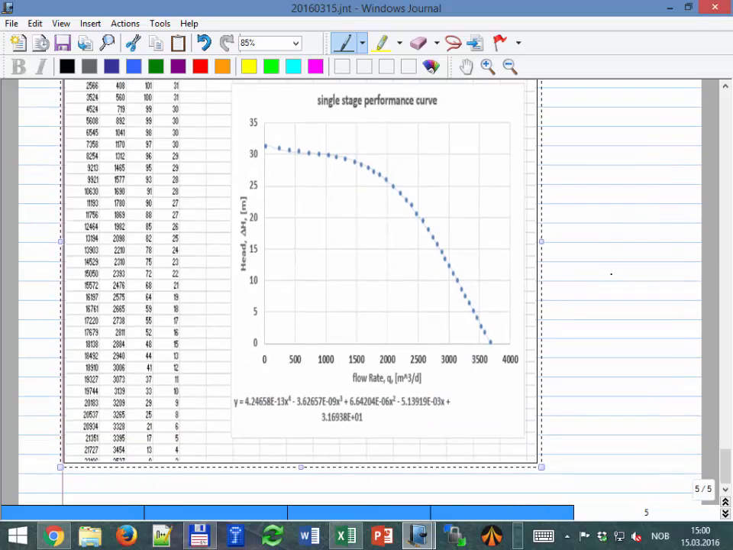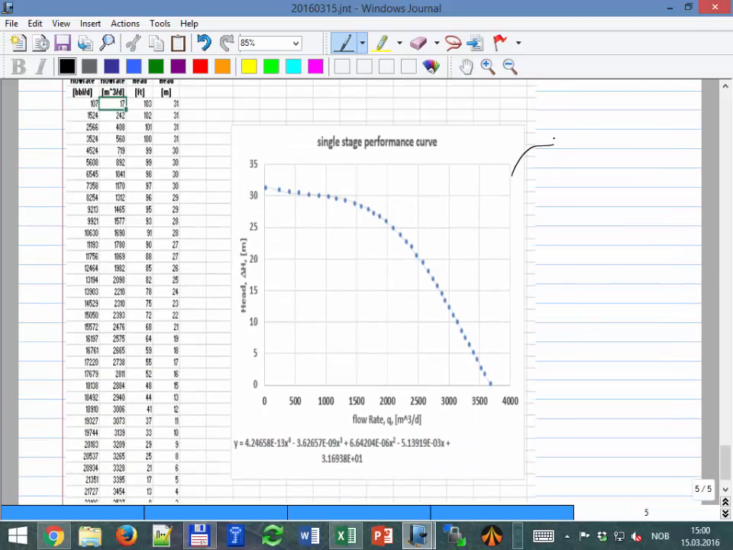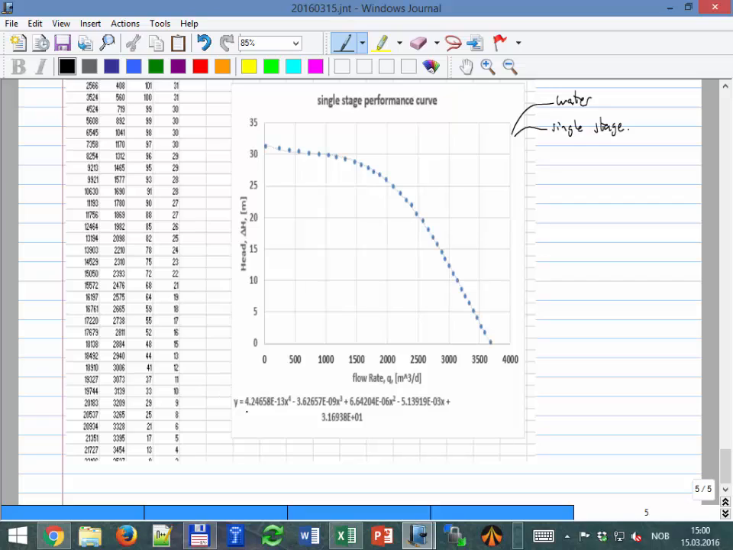Okay, so this curve is for water. That's the actual pump that they are going to use. And this is for a single stage. And here I put the collection of points on a trend line, right click, add a trend line, and I got these coefficients that are A4, A3, A2, A1, and A0, okay? The ones for the polynomial I needed to compute.